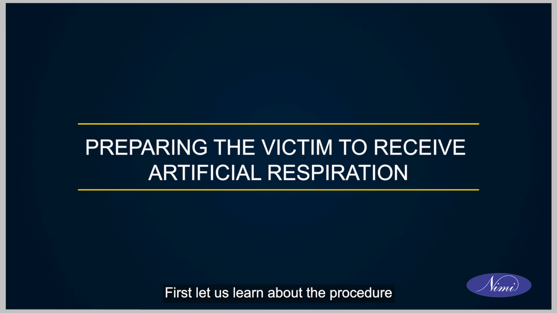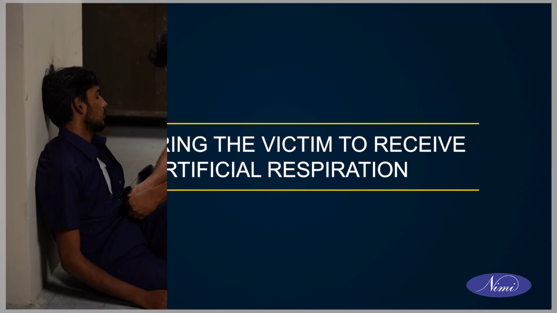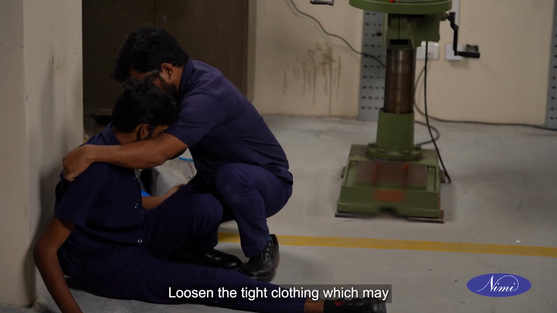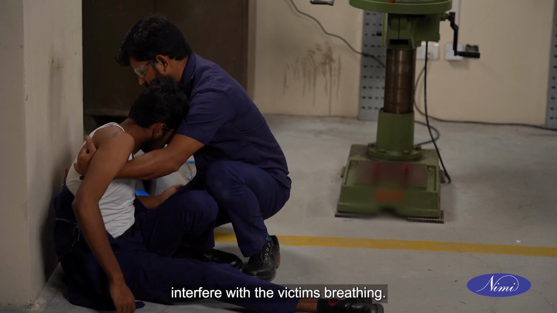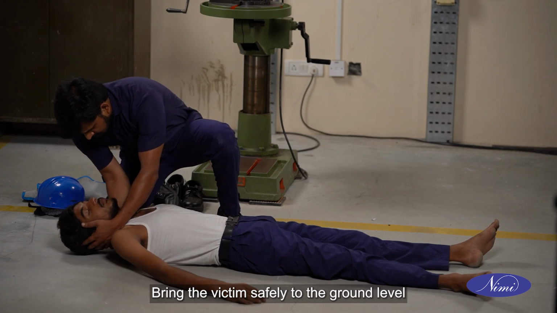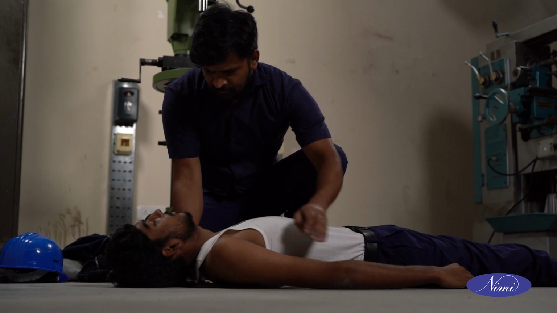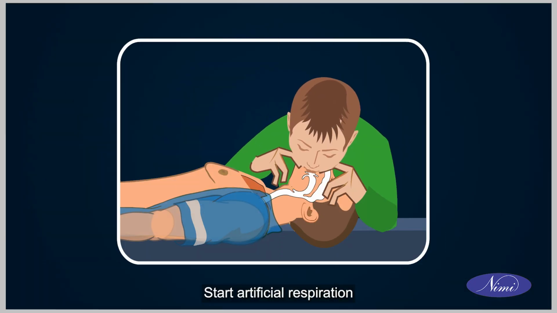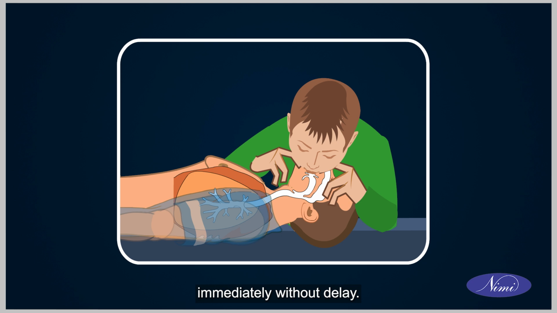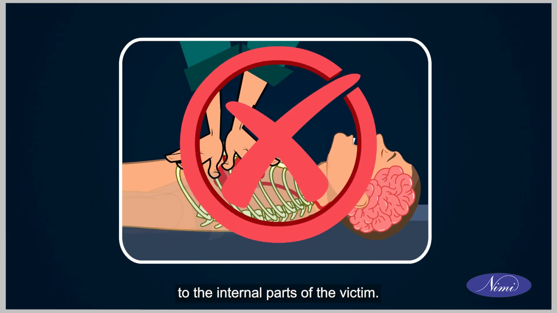First, let us learn about the procedure to prepare the victim to receive artificial respiration. Loosen the tight clothing which may interfere with the victim's breathing. Bring the victim safely to the ground level and take necessary safety measures. Start artificial respiration immediately without delay. In general, avoid violent operations to prevent injury to the internal parts of the victim.